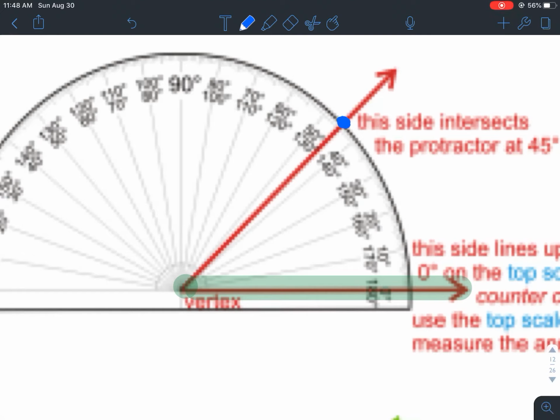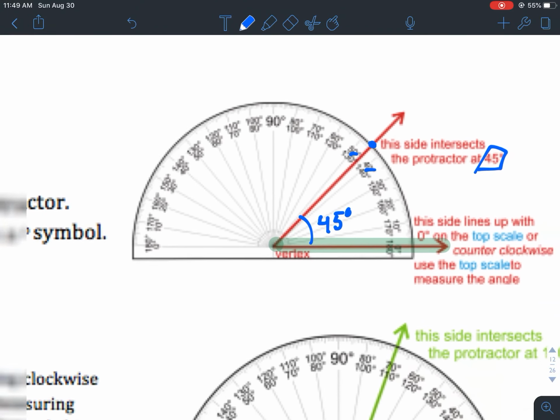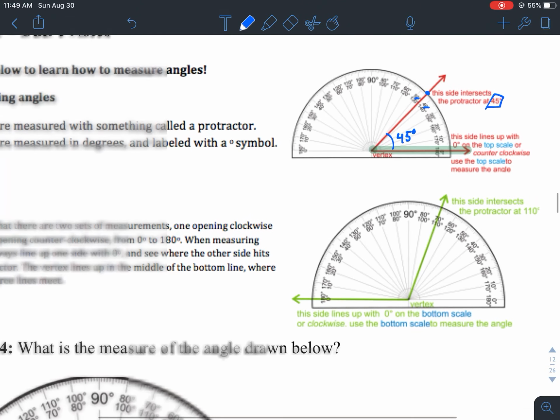So it intersects at that blue dot I just made, and if you take a close look, and it's kind of blurry, but it lies in between 40 and 50. So the measure of this angle is a 45-degree angle. That makes sense. It's less than 90. It's an acute angle. So that's prior knowledge that we can use to kind of confirm this measurement.